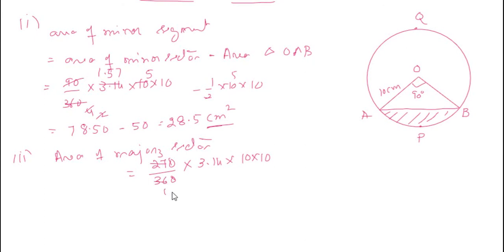3s are, 4s are, 5s are, 1.57. 1.57 into 50 we have calculated here 78.5. This is 3. So this is 3 into 78.5. This comes to 235.5 centimeter square is the total area of this major sector.